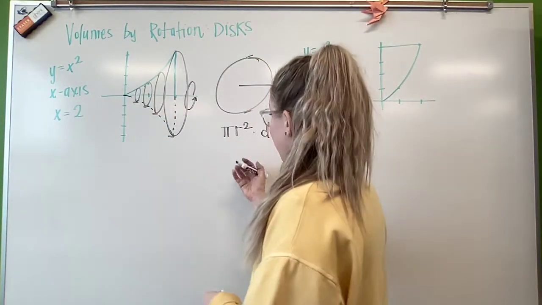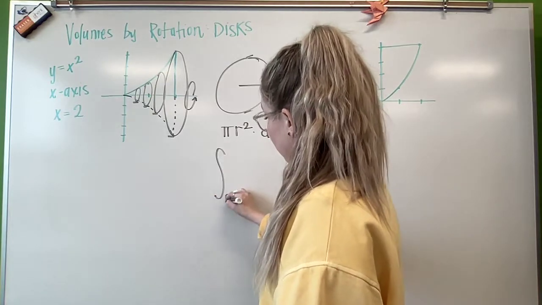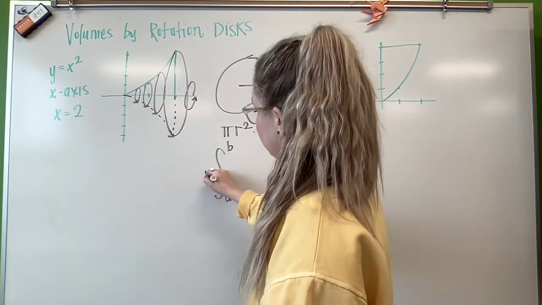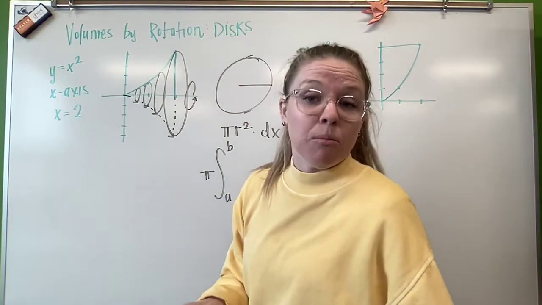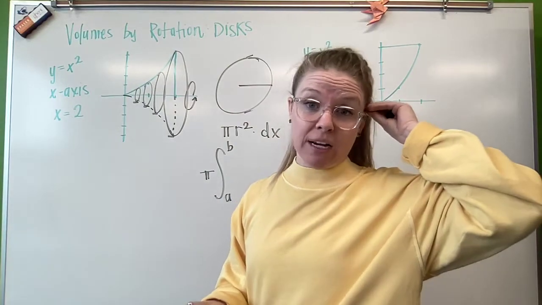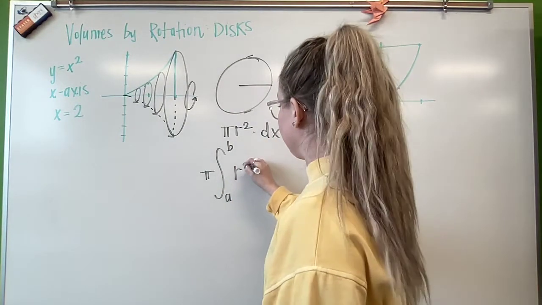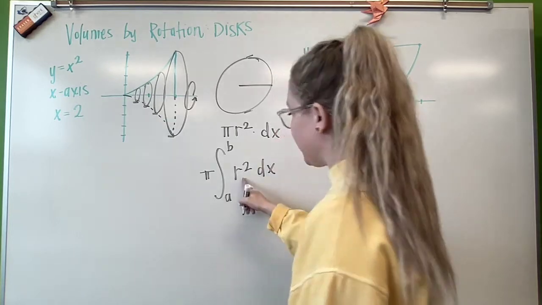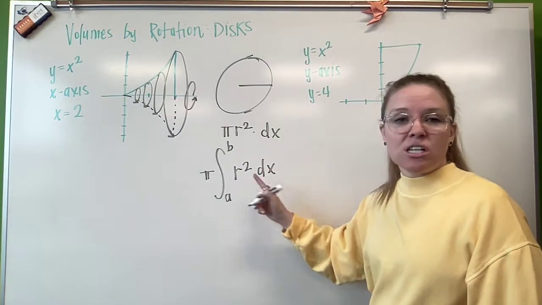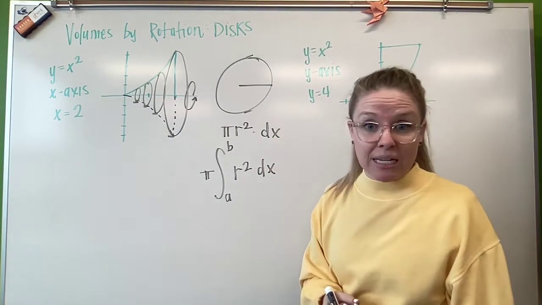So when we set this up, we're going to have an integral from a to b. Pi is always just a constant multiple, so we're going to pull that out front of our integral. And I'm going to have my radius squared dx. So my goal here is just to determine what is my radius.